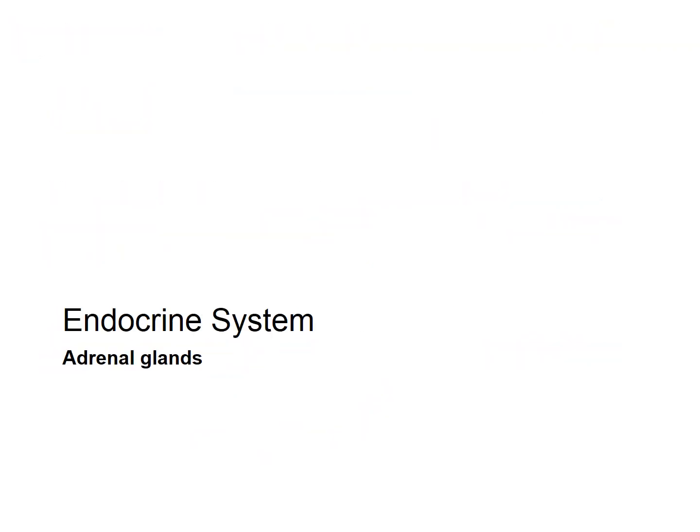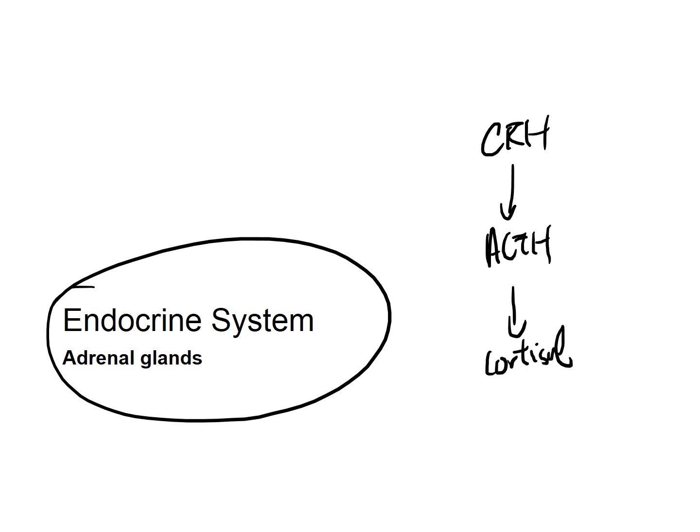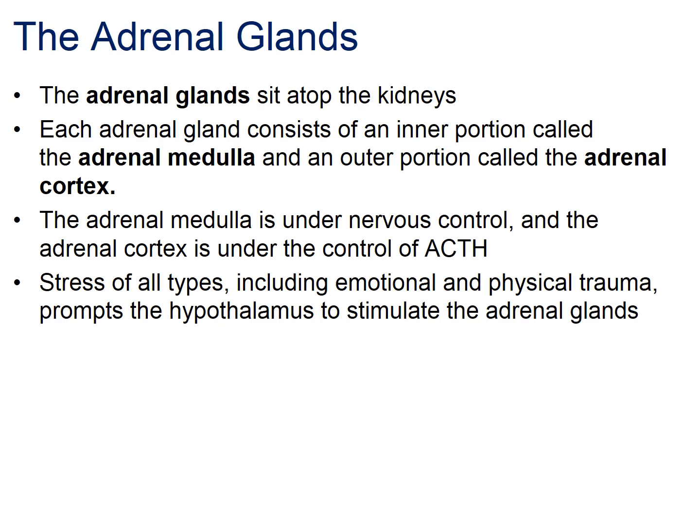So we have talked about two of the axes already, and now we will shift our focus to the adrenal gland, and this one is the one that involves the stress management, right? We have the CRH, the ACTH, and something called cortisol. So we will get to this eventually, but let's take a look at a few other things first. The adrenal gland. The adrenal gland sits on top of your kidneys.